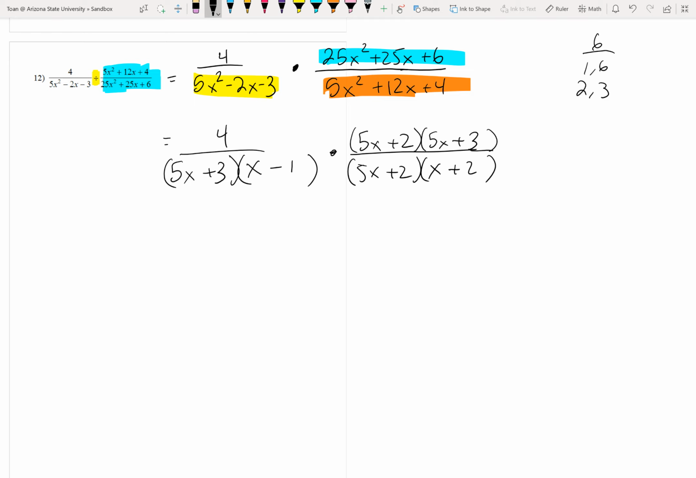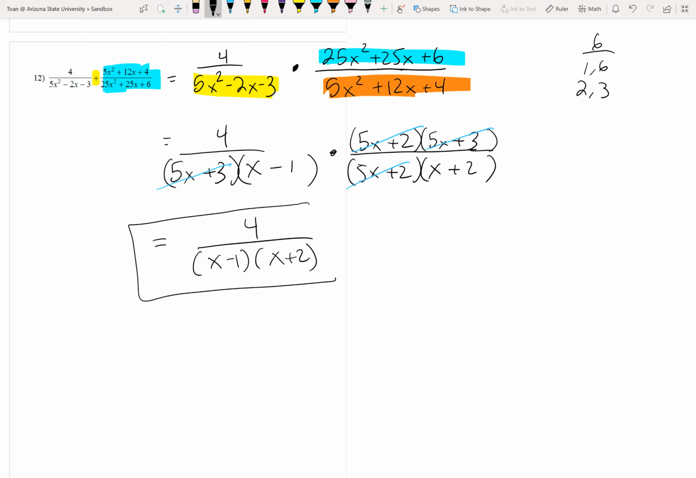And then all you've got to do is cancel out the common factors. The 5 plus 3's cancel. 5 plus 2 cancels. And that's it. That's all that cancels. Now again, for me at least, you actually don't have to multiply. You can leave it in factored form. So the only thing that's left over in the numerator on top is a 4. And the only thing that's left over in the denominator is the x minus 1 and the x plus 2. And you don't need to FOIL it out if you don't want to. That is a perfectly acceptable answer.